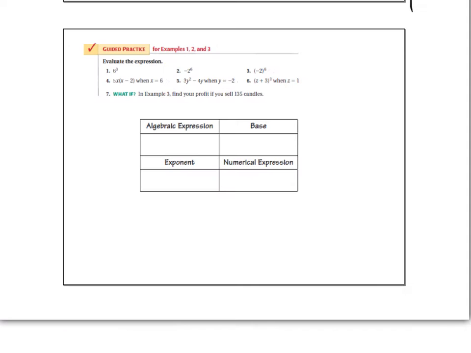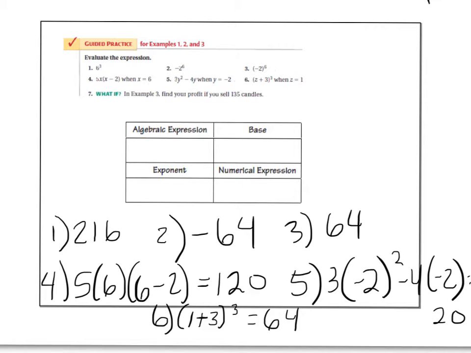Not bad. So go ahead and do these guided practice problems, and then pause the video now, and then come back and we'll check and see if they're right. All right, well, at the bottom, I've written the answers out to problems 1 through 6. So go ahead and look at those.